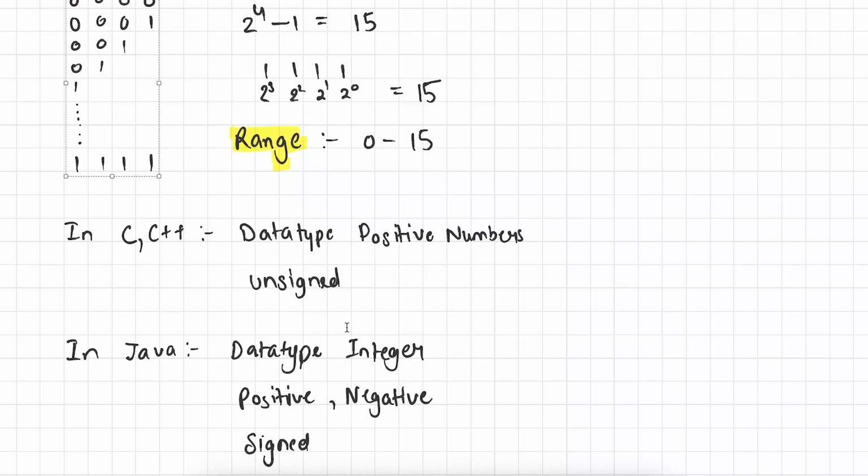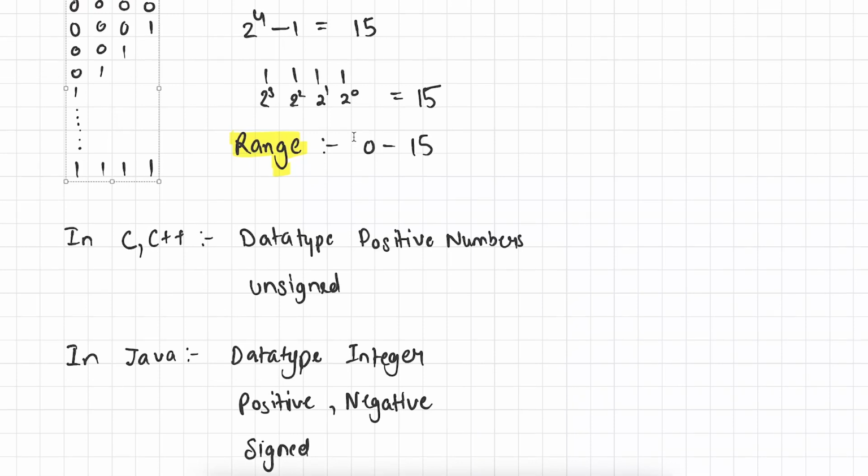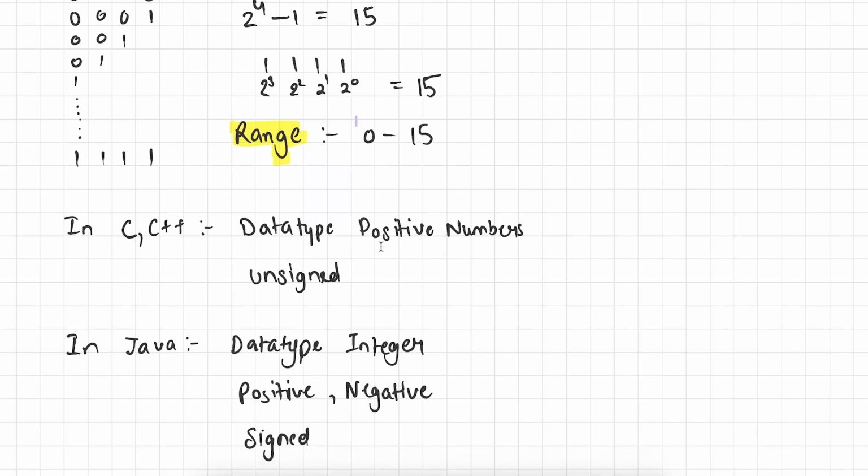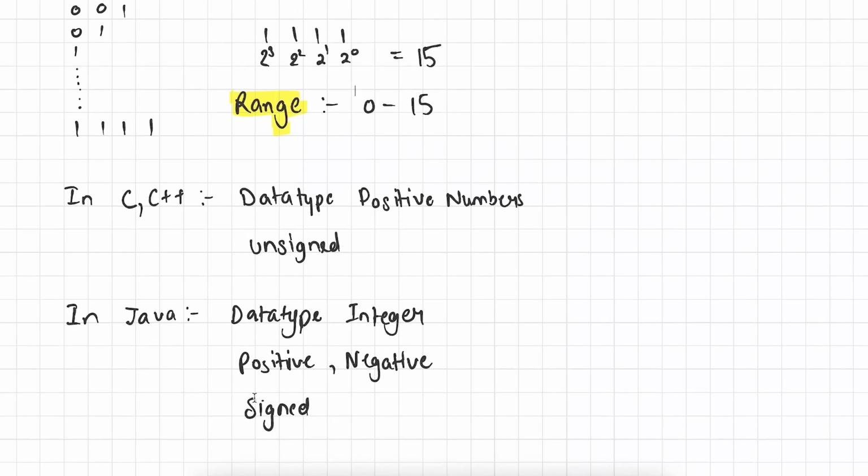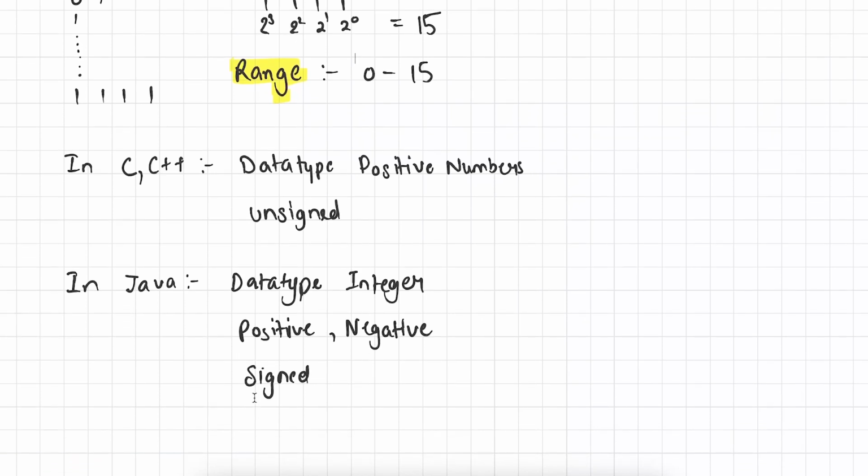So here we are not going to get a very large range, right? Because if we have a range of 0 to 15, within it we have to store positive numbers and negative numbers also. So obviously we are not going to store that many numbers here, and we call it signed integers, right? Okay, so far so clear. So this is all about the positive numbers.